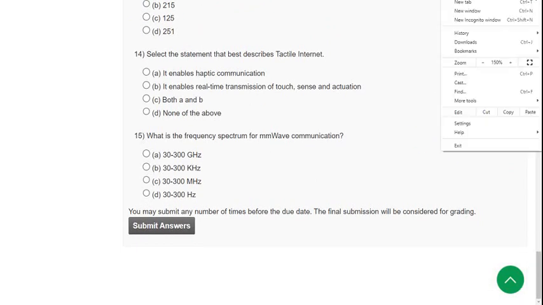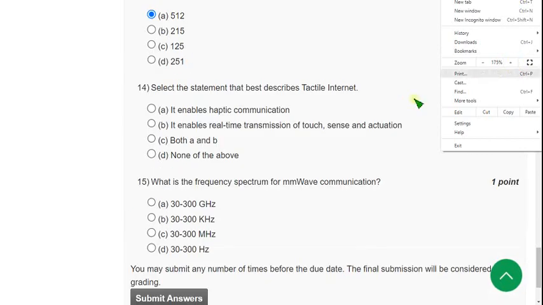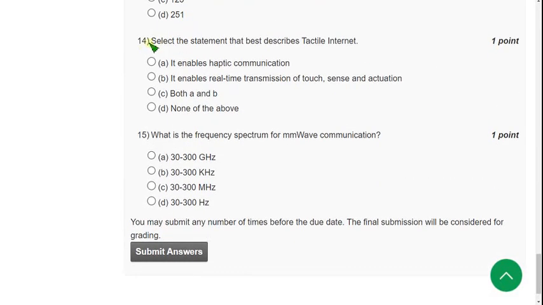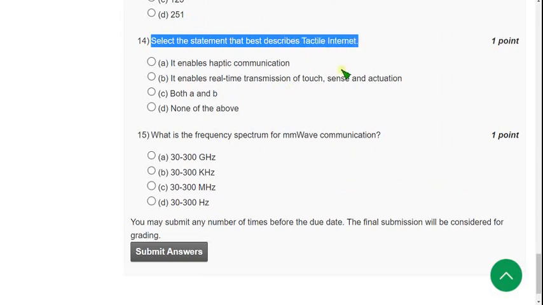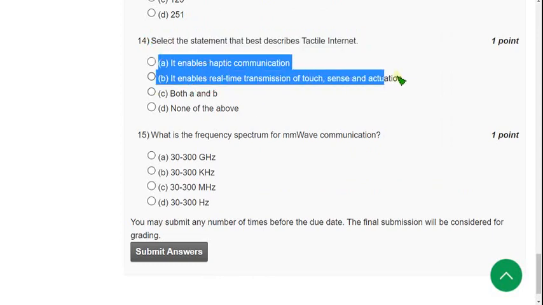And moving on to the 14th question. Select the statement that best describes the tactile internet. For the 14th question, the correct answer is both A and B. That means option C.